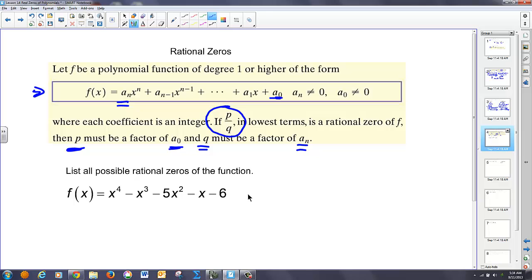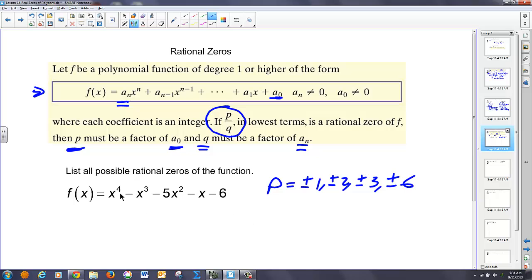So, in other words, let's apply this to a problem. My p-values come from my constant term. So what I need to do is look at all the factors of 6. And if I look at all the factors of 6, I've got the following possible p-values. Plus or minus 1, because 1's a factor of 6. Plus or minus 2. Plus or minus 3. And plus or minus 6.